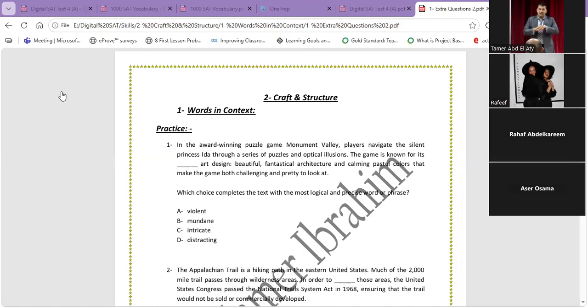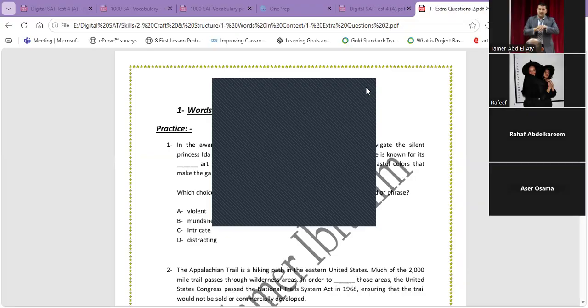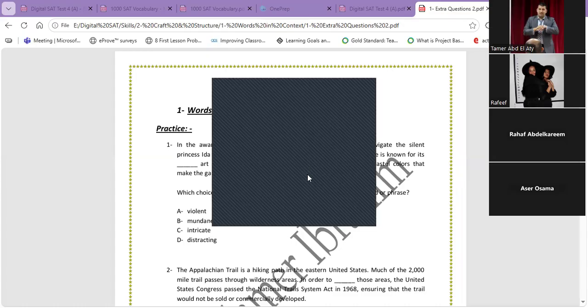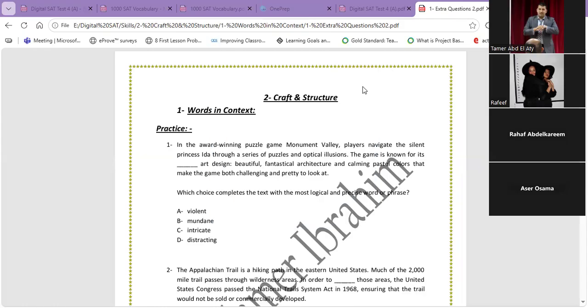I'm still waiting for Ali, Suelem, and Asir. Asir Osama. Number one in the vocab. Ali Suelem is not here. Okay, I'm waiting for Asir Osama.